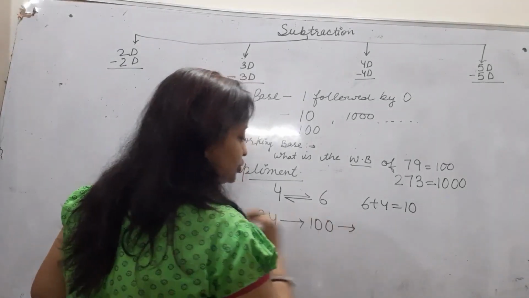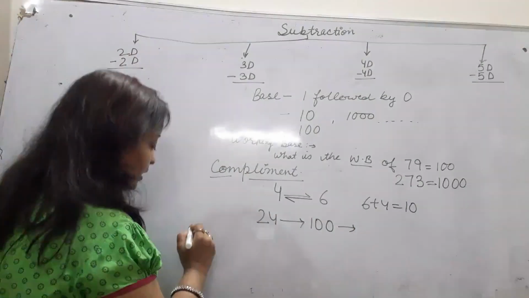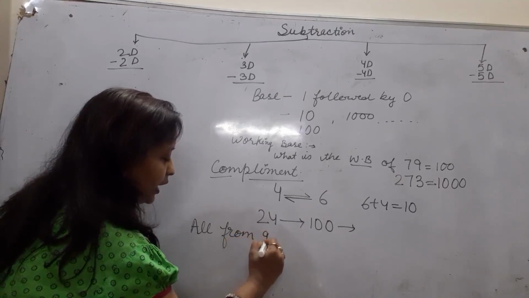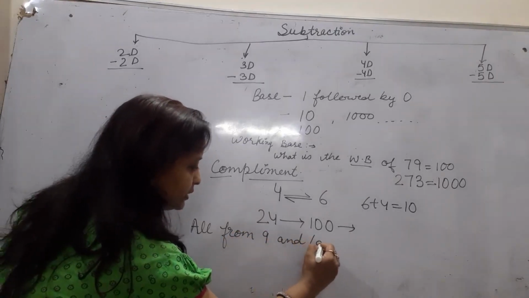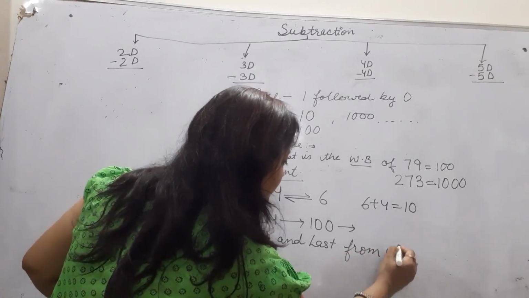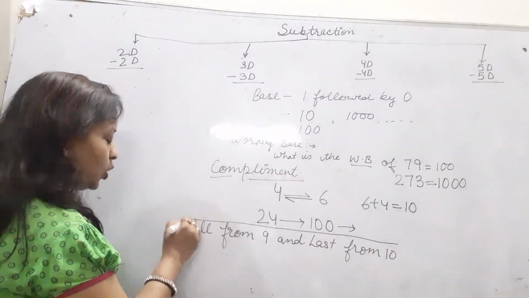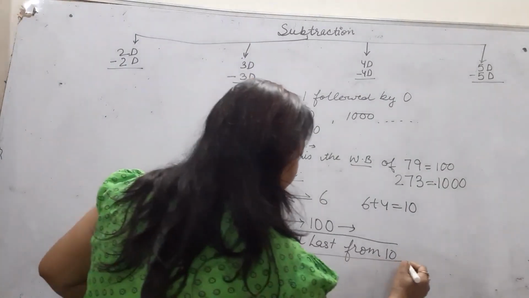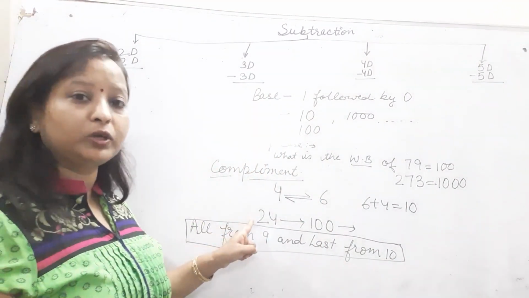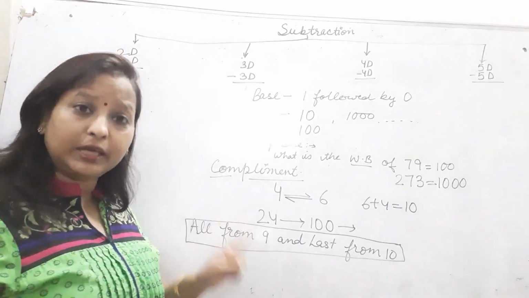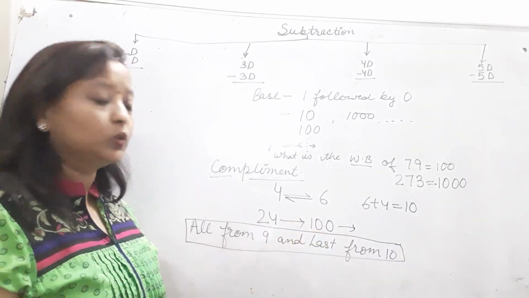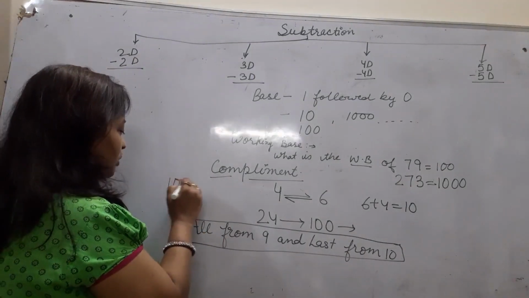Now I will teach you the first formula of Vedic math, that is all from 9 and last from 10. This is our first formula of Vedic math. All from 9 and last from 10. Listen my question again. What is the complement of 24? Means what I add in 24 to get 100. So what I will do? I can subtract 24 from 100.